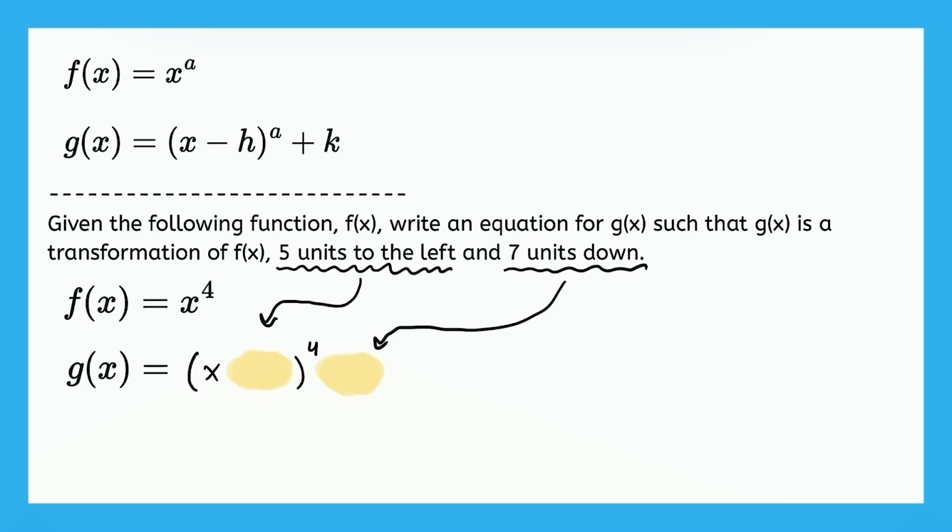So let's start with the +k part. We know that that part is the intuitive one. So 7 units down will tell us that the +k is going to be a minus, right? Down sounds like minus, and it's 7 units.